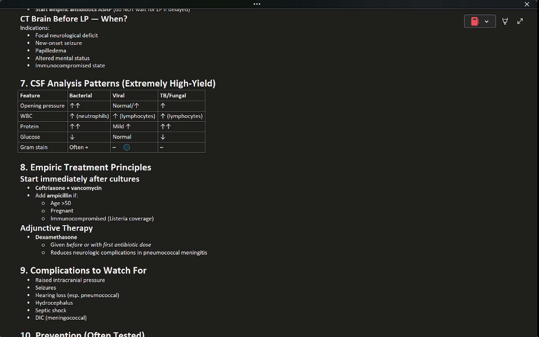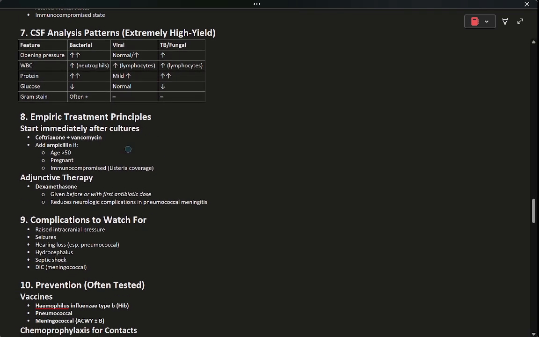Don't confuse this with indicating it's gram-negative, because it does not mean that. It's only gram-negative if you have gram-negative bacteria involved.